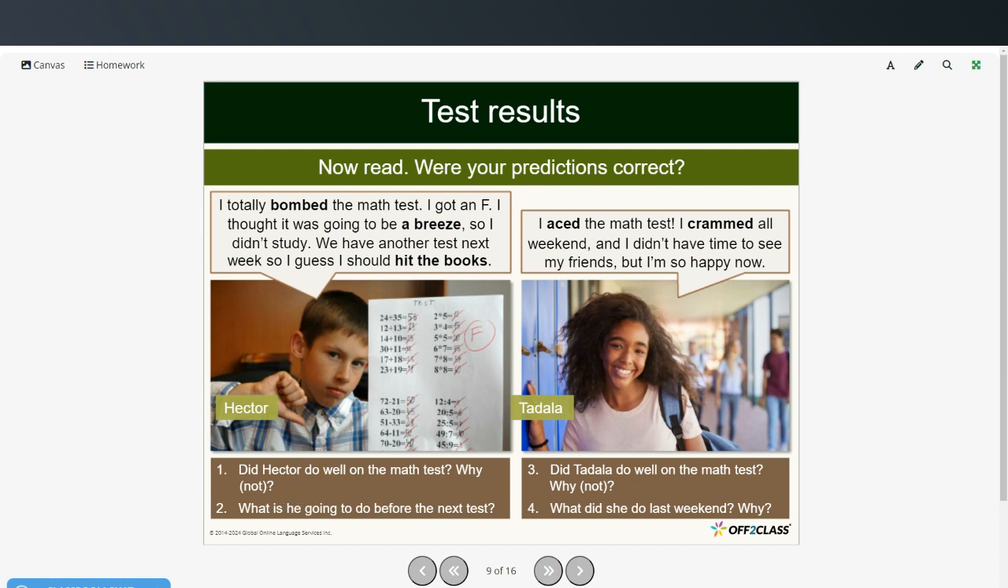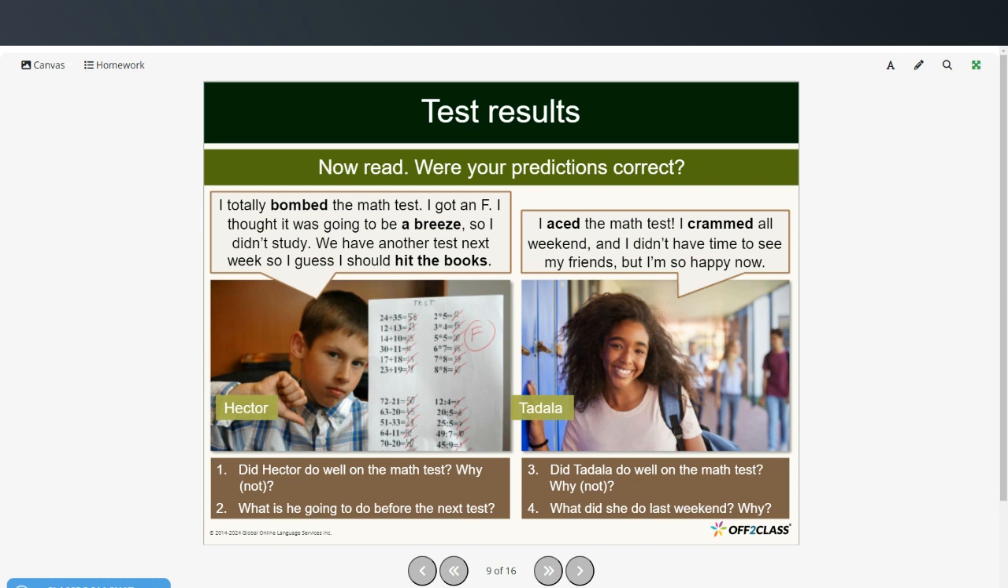And then what is he going to do before the next test? Well, he says, I should hit the books. And it doesn't mean that he's actually physically going to hit his books with his hands or with an object. It just means that he is going to study more. And if you think something is going to be a breeze, that means you think it is going to be easy.